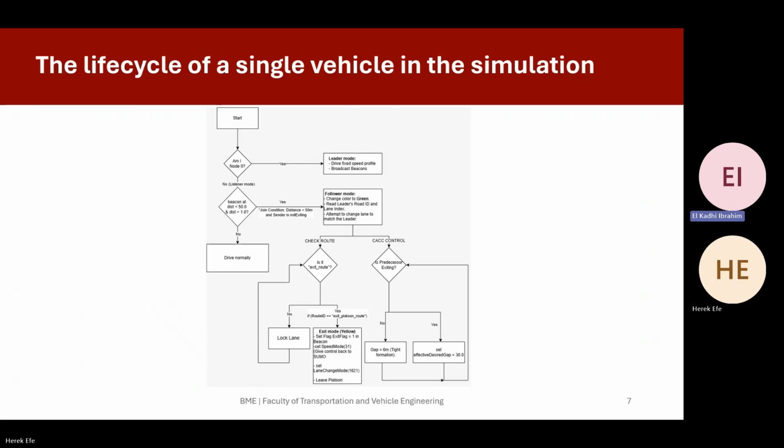Going back to the follower mode, the vehicle keeps working in loops. It checks the route: is it an exit route? If yes, the route ID is set to the exit platoon route, and the car is set to a yellow color. It sets its flag to 1, meaning it's exiting the platoon. It sets the speed mode to 31 and the lane change mode to 1621, and leaves the platoon. If not, it locks onto the same lane and keeps checking that.